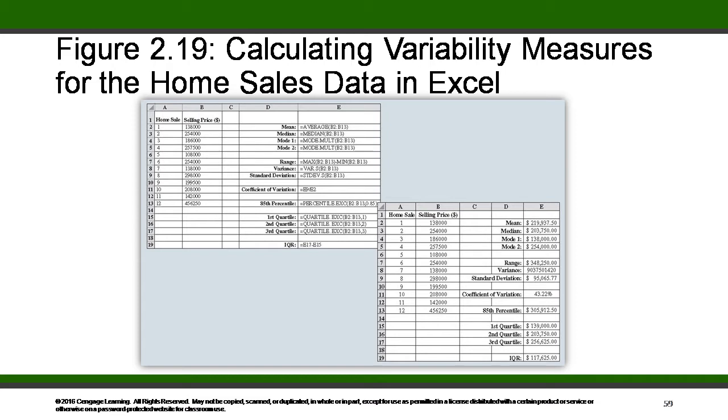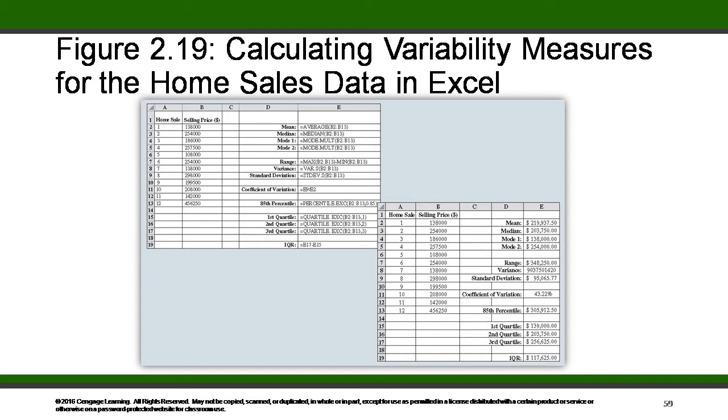Standard deviation. The sample standard deviation in cell E9 is calculated using the formula equals STDEV.S open parenthesis B2 colon B13. Excel calculated the sample standard deviation for the home sales to be 95,065.77.